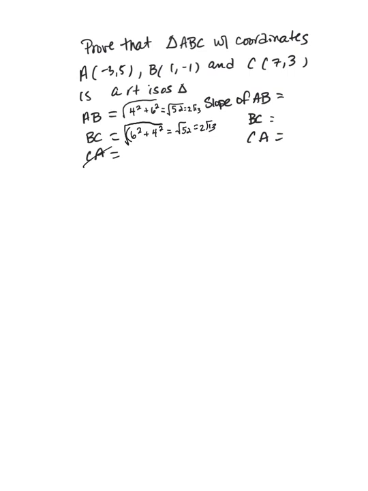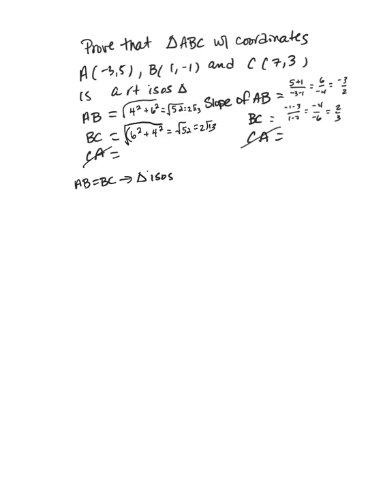Okay, the slope of AB, so I'm going to do 5 minus -1 over -3 minus 1. So that's 6 over -4, which is -3 halves. Okay, BC, -1 minus 3 over 1 minus 7. So that's -4 over -6, which is 2/3. So I'm actually done. I don't have to get CA. Okay, now writing the sentences is a little bit difficult. So you would say, since AB equals BC, the triangle is isosceles.